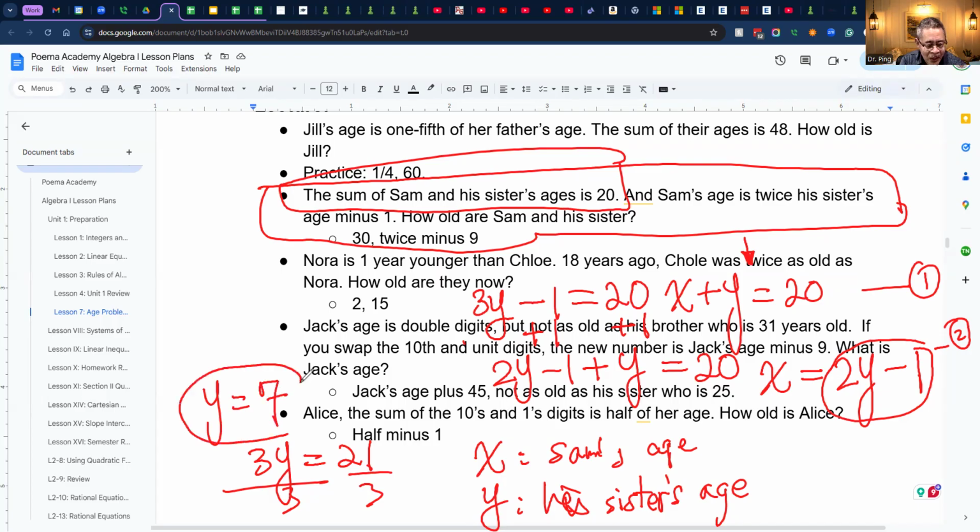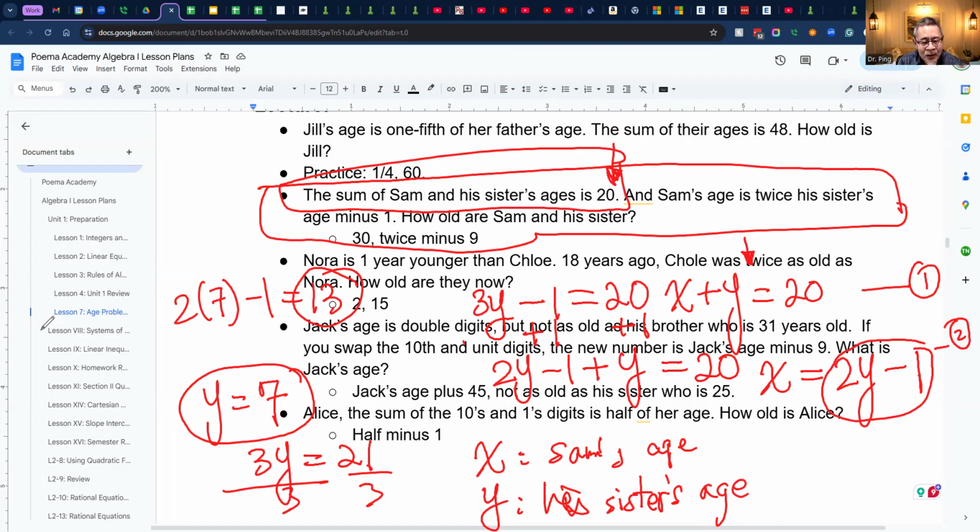Okay, so Sam's sister is 7 years old. And Sam is twice that minus 1. So that will be 2 times 7 minus 1, which is 13. And you can see that 13 plus 7 is 20, just like in the problem. So this one, without algebra, is going to be hard to figure out.